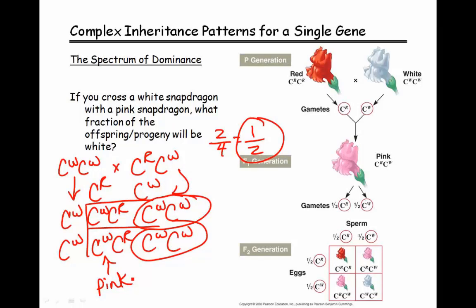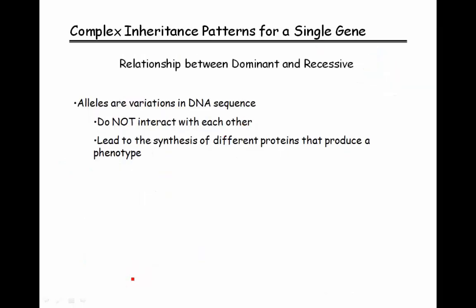Now, if we talk about why all this works, alleles, we must keep in mind, are variations in DNA sequence. So these are just sequences of DNA, and their purpose is really to tell the cell how to make something. They are going to provide the instructions for the cell to make a piece of RNA through the process of transcription, and that piece of RNA is going to tell the ribosome how to make a protein through the process of translation. So when we're talking about alleles, they don't physically interact with each other.